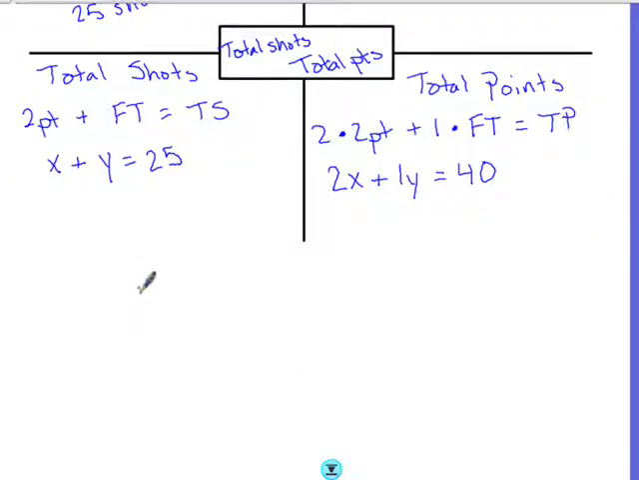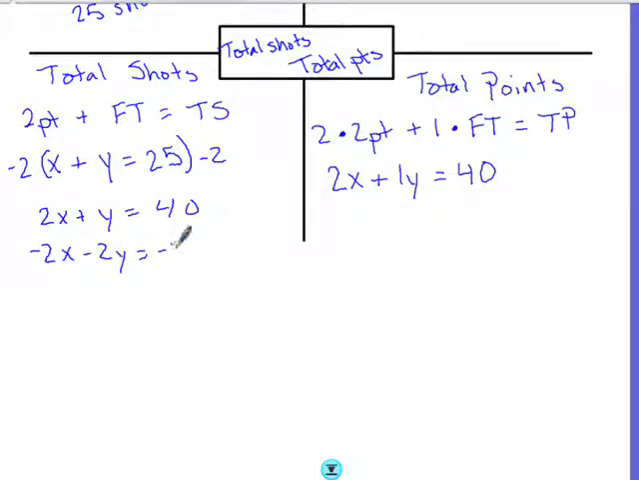Okay, I am going to solve this one by, let's do elimination this time. So I'm going to write them right underneath each other. Okay, and I need opposites. So what I'm going to do, I'm going to multiply everything by -2. Because that would give me -2x here, positive 2x there, so then I can eliminate. So when I do that, I get -2x minus 2y equals -50. Now I'm going to add them together.